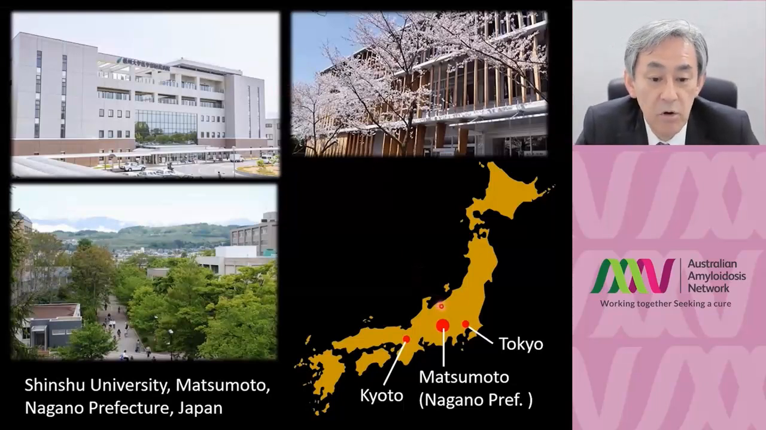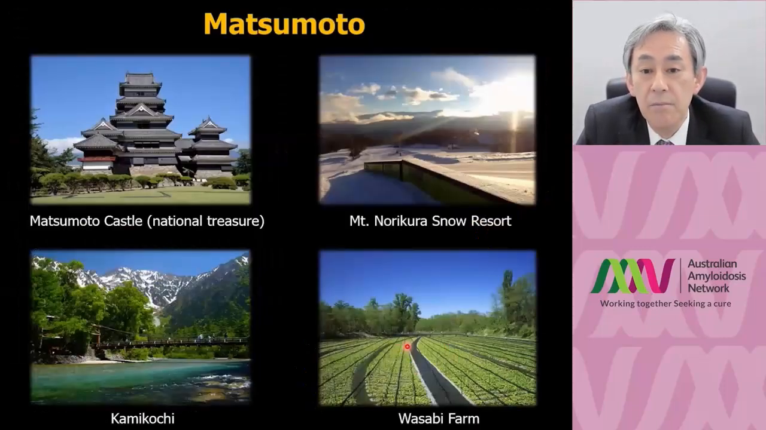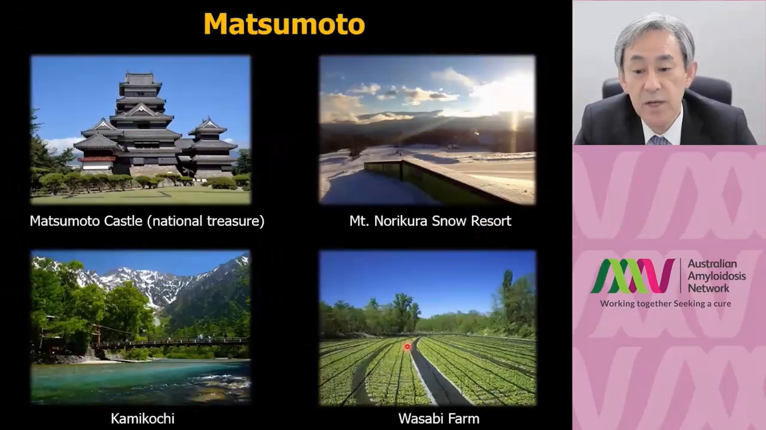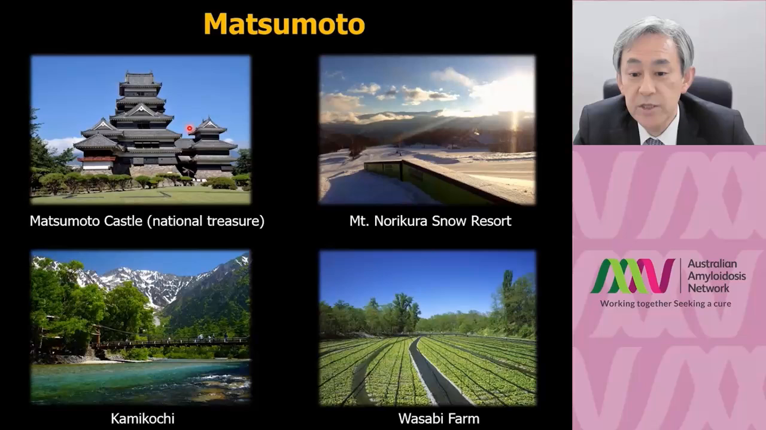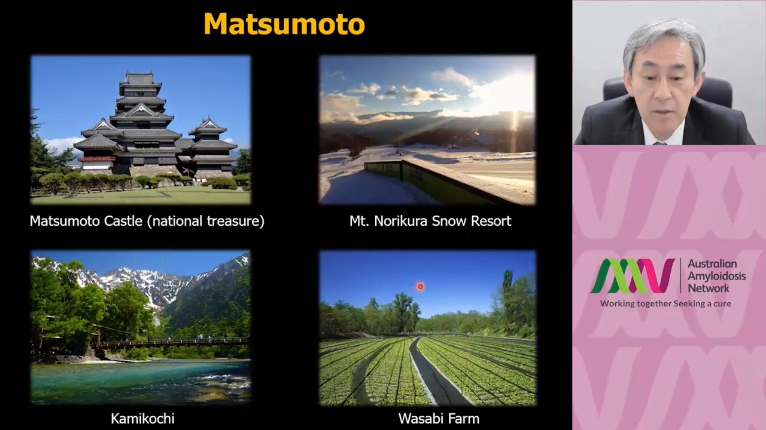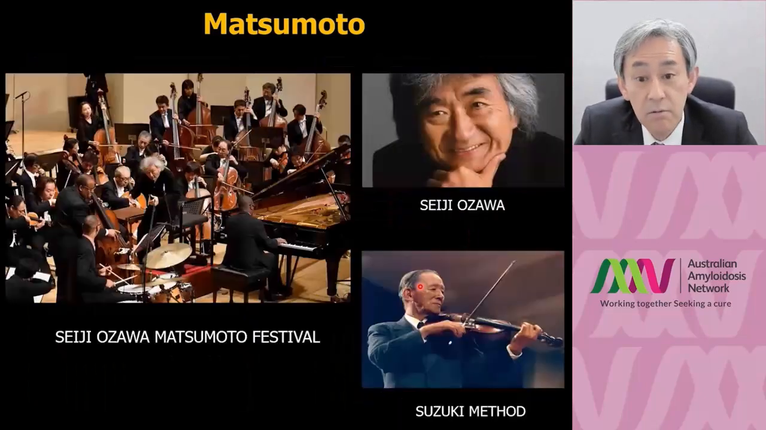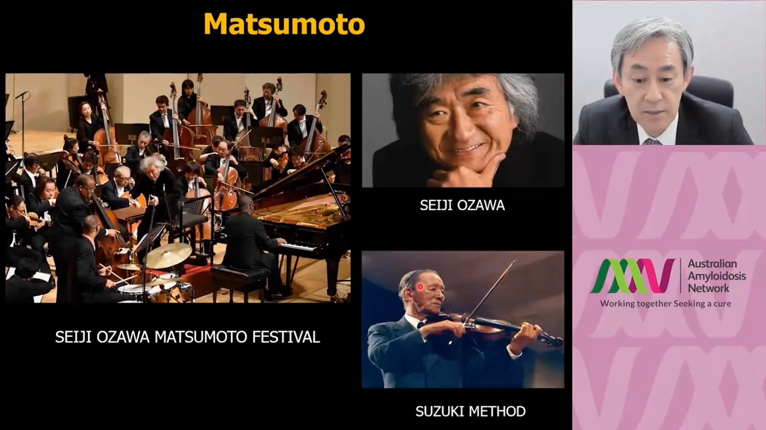Matsumoto is located at the center part of Japan between Tokyo and Kyoto. Matsumoto is famous for Matsumoto Castle, which is a national treasure, beautiful mountain resorts, snow resorts, and wasabi farm. Matsumoto is also famous for music. We have a big music festival every summer. So please visit Matsumoto if you have a chance.